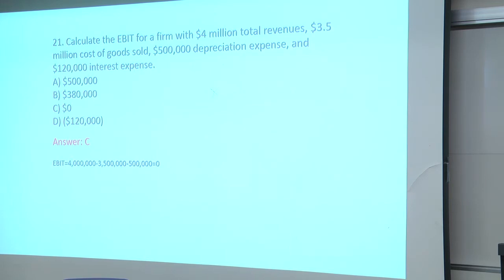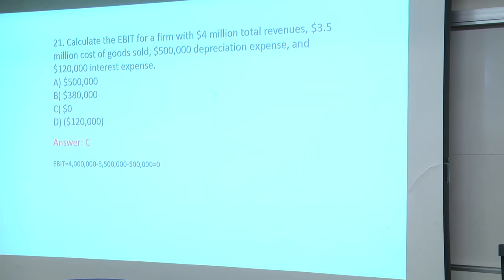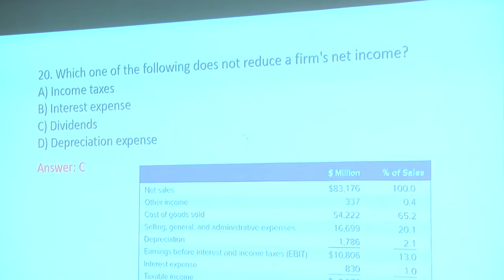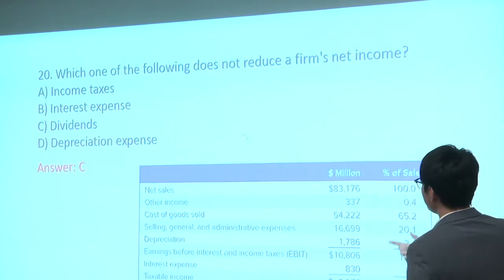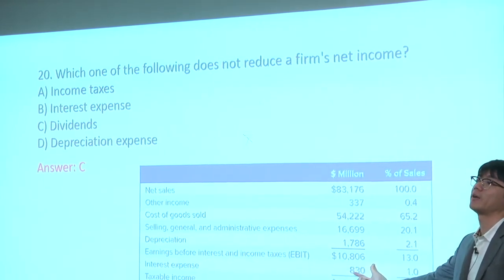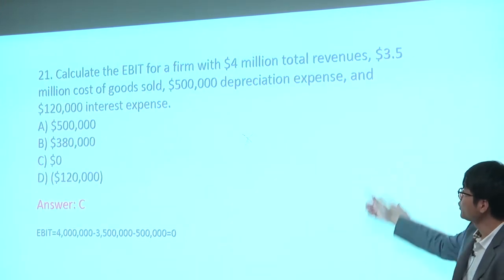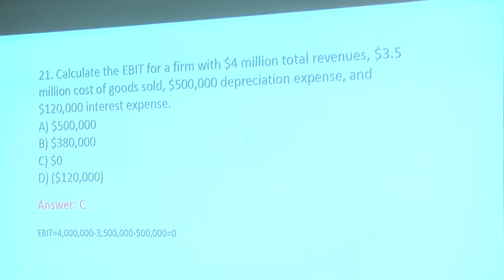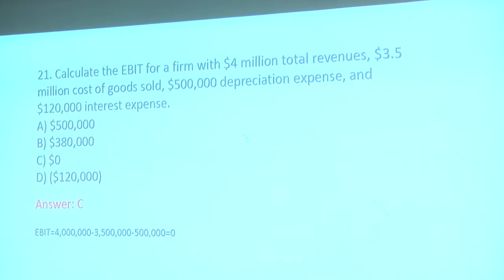Okay. Calculate the EBIT for a firm with $4 million total revenues, $3.5 million cost of goods sold, $500,000 depreciation expense, and $120,000 interest expense. Okay? So this is still a question about knowing the income statement. Notice here that interest expense is after EBIT. So when you're calculating EBIT, interest expense is not calculated in there, right? So you use 3 items instead of the 4 given. Sometimes there are redundant items. You need to know the income statement pretty well for this question.